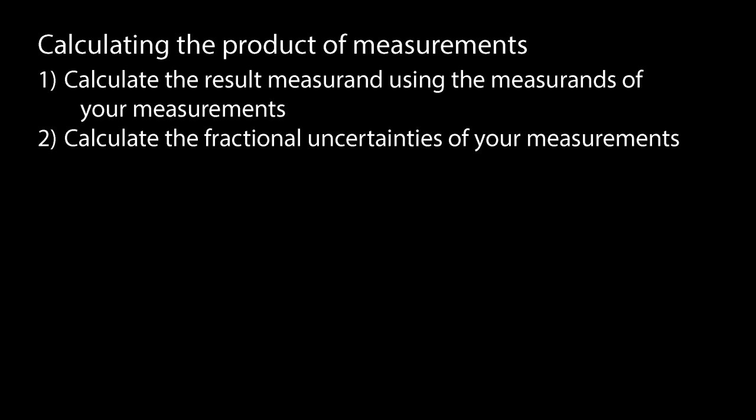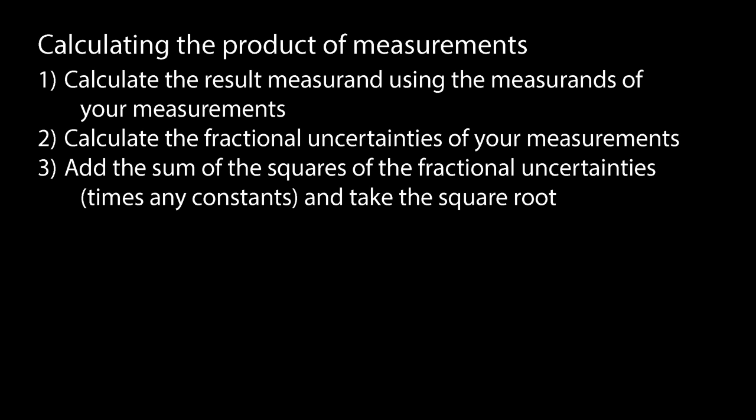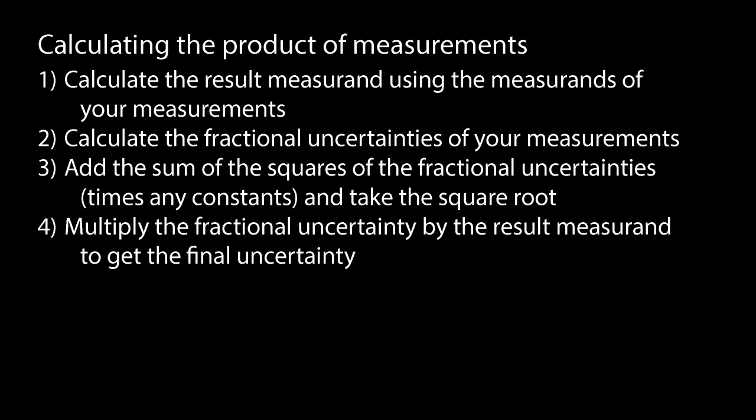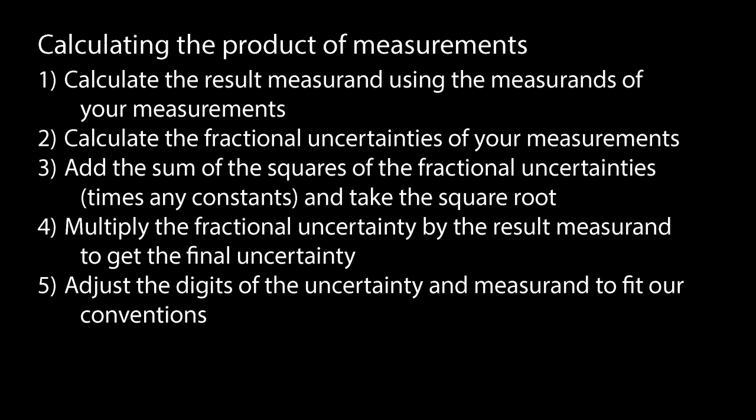Reviewing the steps for calculating the uncertainty for the product of measurements: 1. Calculate the result measurand using the measurands of your measurements. 2. Calculate the fractional uncertainties of your measurements. 3. Add the sum of the squares of the fractional uncertainties times any constants, and take the square root. 4. Multiply the fractional uncertainty by the result measurand to get the final uncertainty. 5. Adjust the digits of the uncertainty and measurand to fit our conventions. And 6. Report the final calculation.